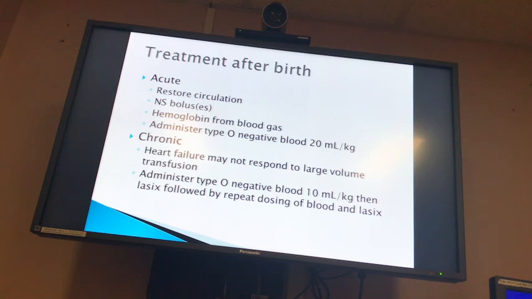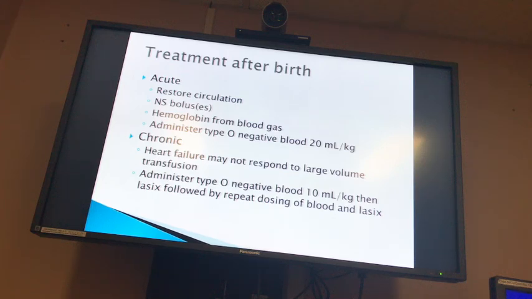This is where the blood gas could come in handy, if you can get a hemoglobin on the blood gas, because waiting an hour for the lab to tell you what the hemoglobin is not always the easiest thing to do. With chronic, the idea there is you may want to give smaller volumes with Lasix, because these kids are in heart failure, and so, much like if you have a child or an adult in heart failure and you give them a bunch of boluses or a large bolus, they can get flash pulmonary edema.